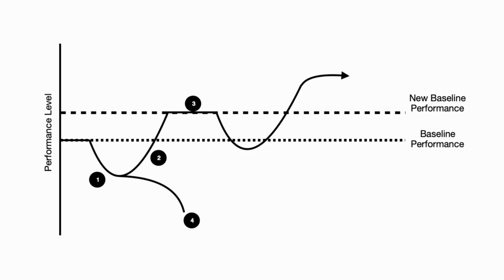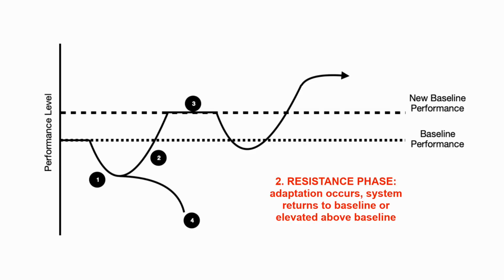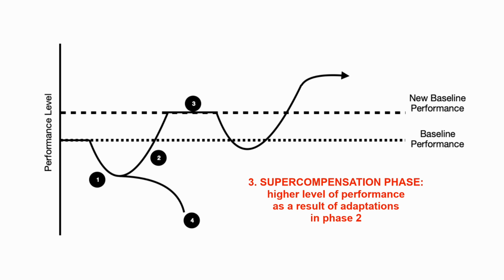If we recover appropriately, then we move into phase number 2, which is the resistance phase. And this is where the adaptation occurs, and our body, or the system in question, returns to a baseline. In most instances, it'll be elevated a little bit above baseline. If it elevates above the baseline, this is where we have phase number 3, the supercompensation phase.